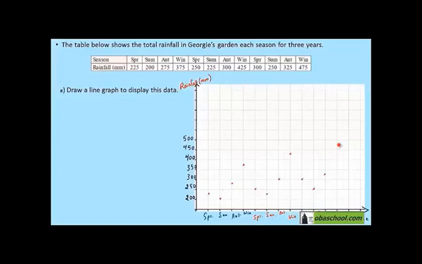Now that we have plotted all of the points of the collected data, let's go ahead and connect these points in order to see the line graph that displays the total rainfall in Georgie's garden each season for 3 years. Connecting these points, you can see how the line graph fluctuates with the seasons, and this is what a time series graph looks like.